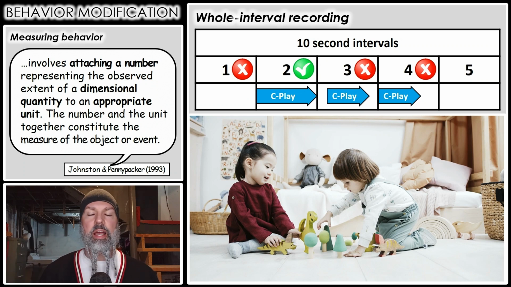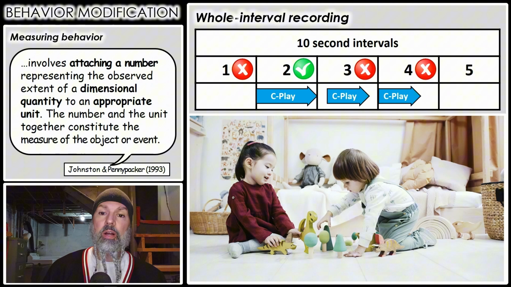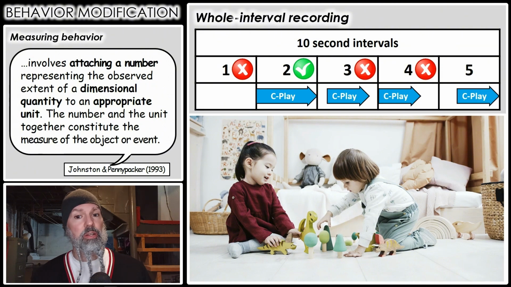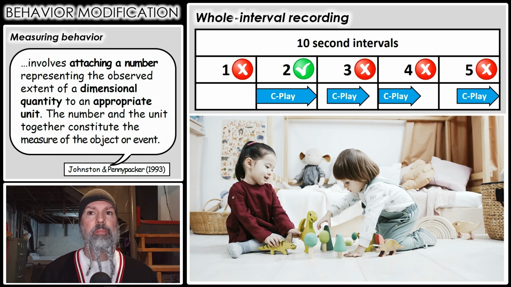And then finally, in interval number 5, let's say that we start observing during that interval, we start that 10-second countdown timer, and they're not playing together. But they start playing together somewhere in the middle of the interval, and they're still playing by the end of the interval. Well, that would still be recorded as no play during that time interval. So again, it's a little bit counterintuitive. I mean, clearly play has occurred, but again, this is a technique used for measuring behavior, and it's that whole interval recording where it has to occur during the entire interval.